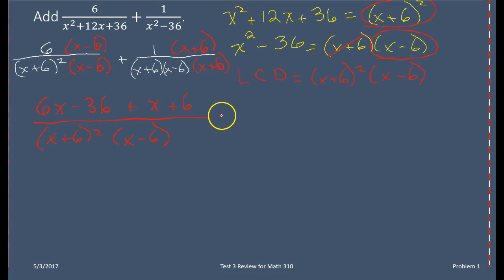So combining like terms, 6x plus x is 7x, minus 36 plus 6 is minus 30, over x plus 6 squared times x minus 6. And since there are no common terms in the numerator and denominator, then we are finished.